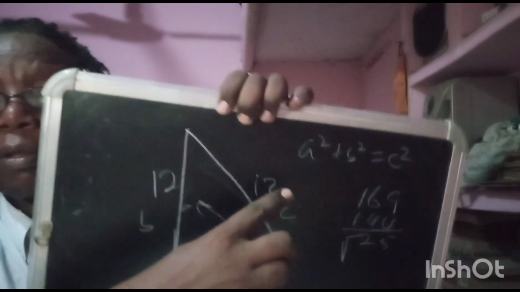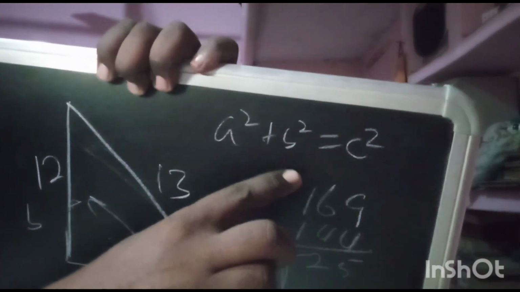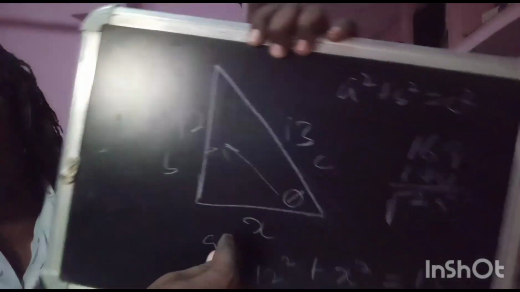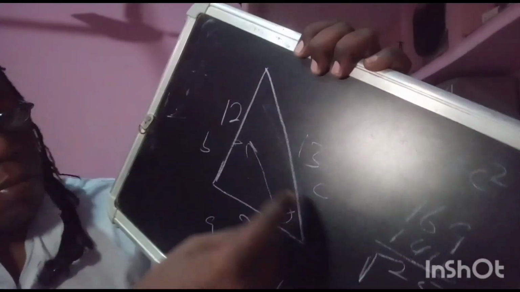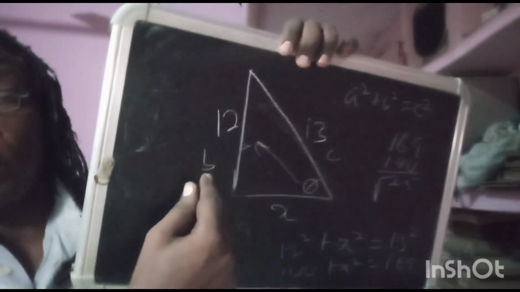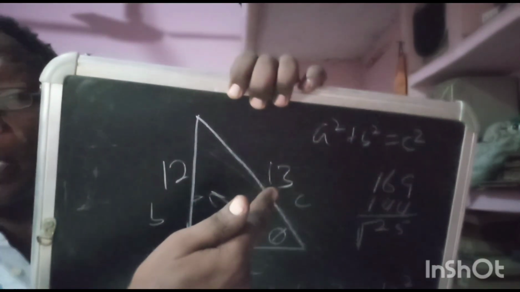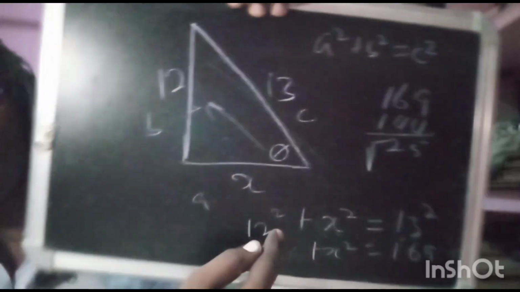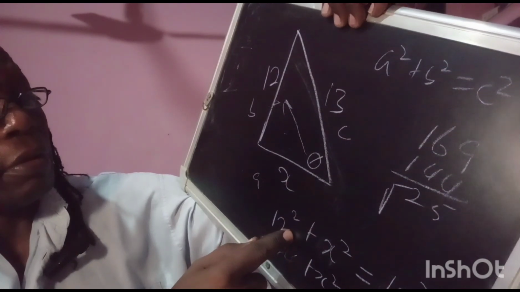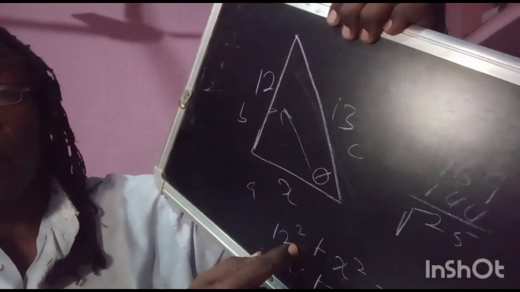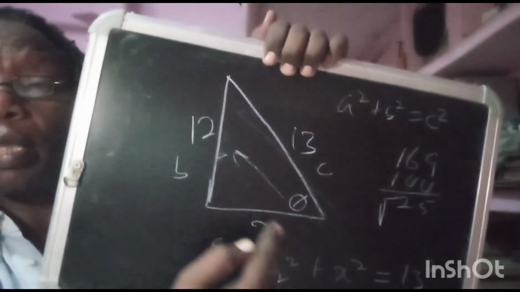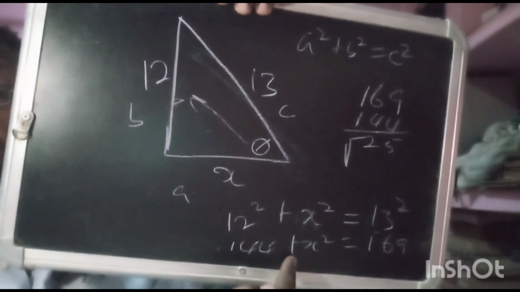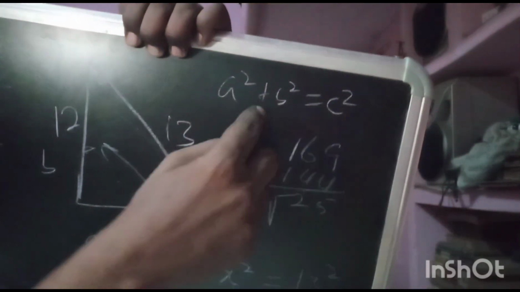So according to Pythagoras theorem, which is a squared plus b squared is equal to c squared. I've labeled this, the adjacent, a, b is this one, which is the opposite, and that's the hypotenuse, which is c. We're using that formula. So I came down here, I squared 12, which is b, according to Pythagoras theorem there.